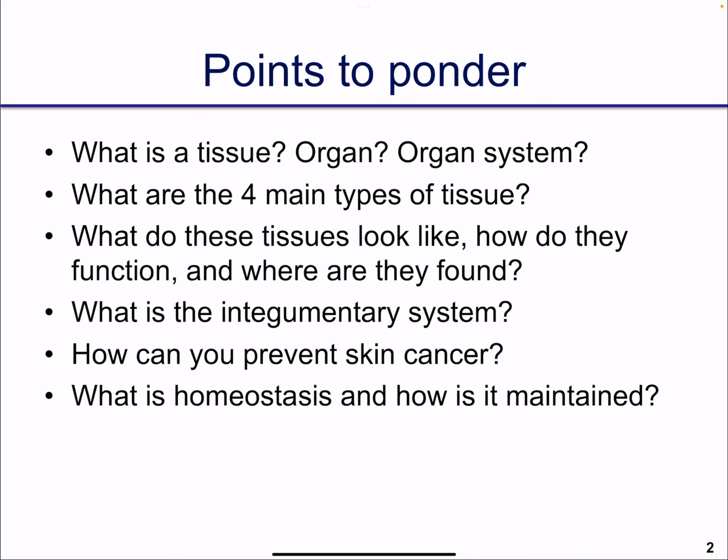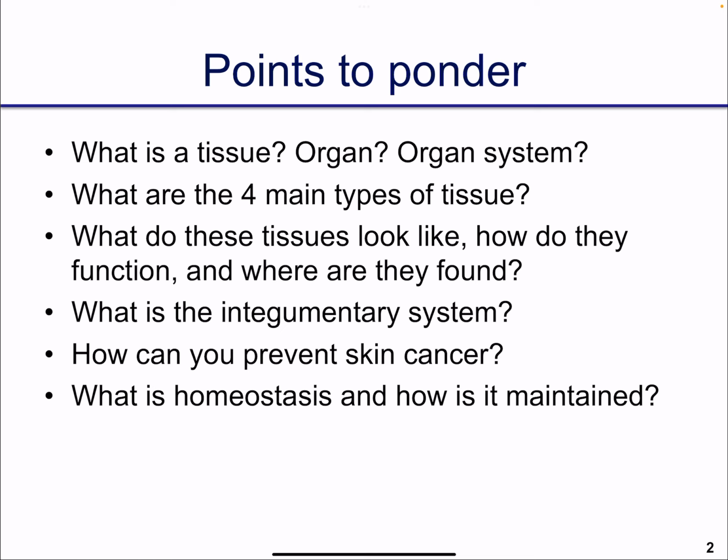First question is basically as we looked at cells, cells are going to come together to form a tissue. What is a tissue? What are organs? What are organ systems? The next question I would like you to focus on is what are the different types of tissues that are found in the body?